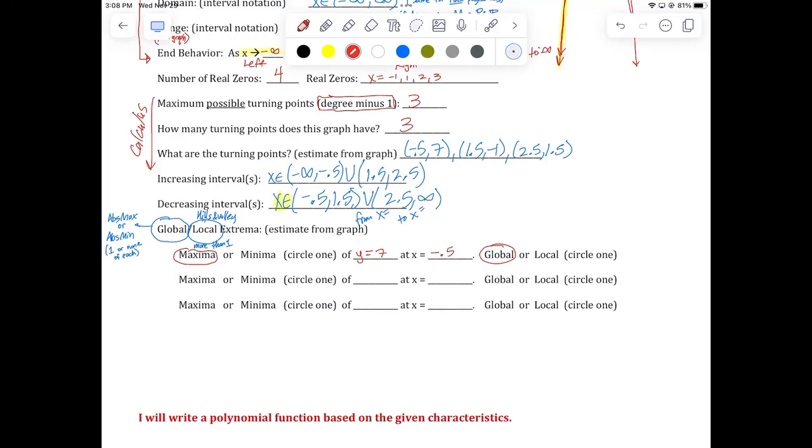Now, see how it says to circle 1? I'm going to conveniently cross that out because 7 is not only a global max, it is also a local max. So it's actually both. So we can answer that one as a 2 for 1.